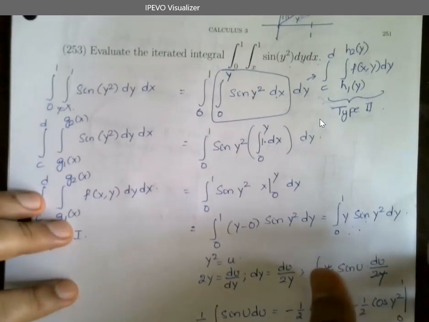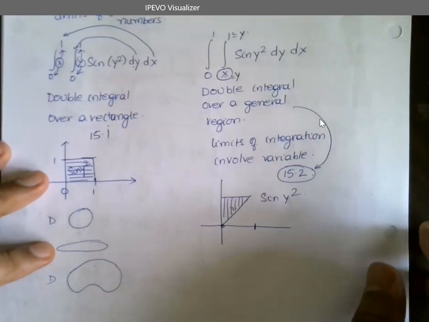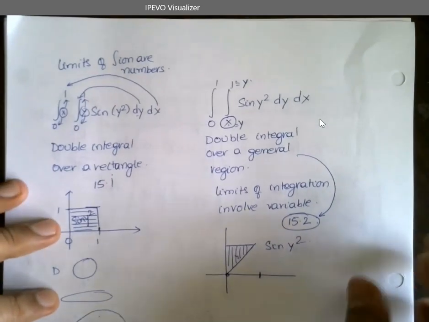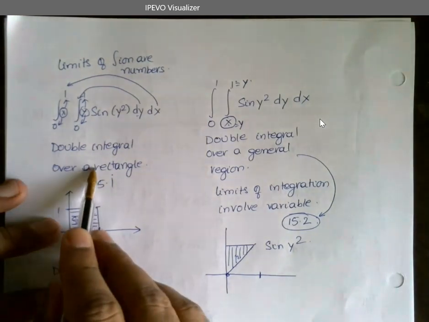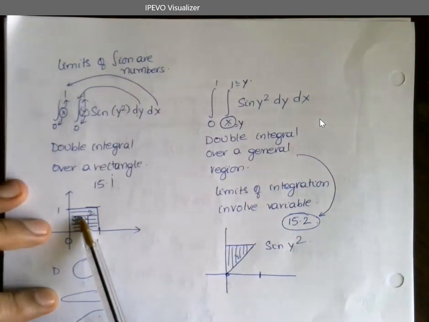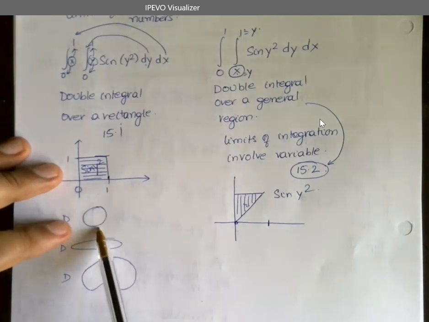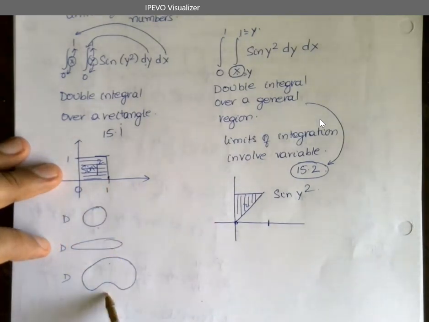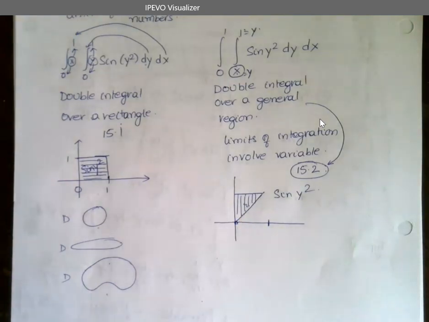So to summarize, first we explained the difference between sections 15.1 and 15.2. In 15.1, the double integral was over a rectangle. How did we know that? Because the limits of integration were numbers. But what if our domain was not just a rectangle? What if it was a circle, an ellipse, a general region, or a triangle? We wanted to evaluate double integrals over a general region.